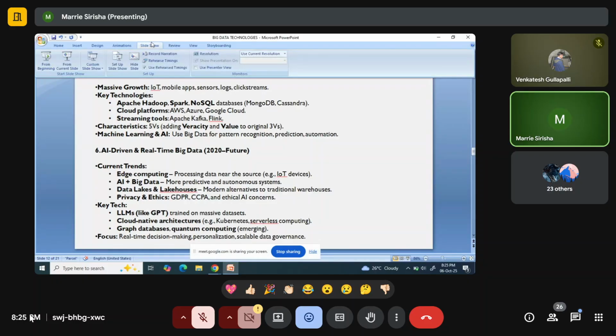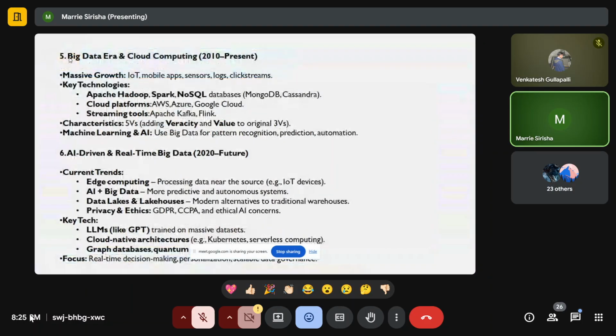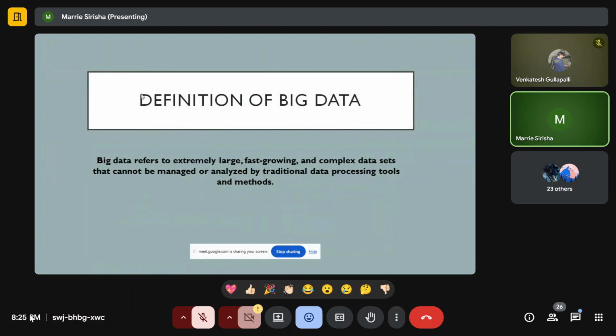Next, we are going to start. Here is the definition of big data. So, what is the definition?